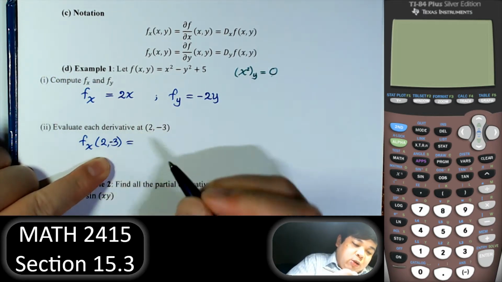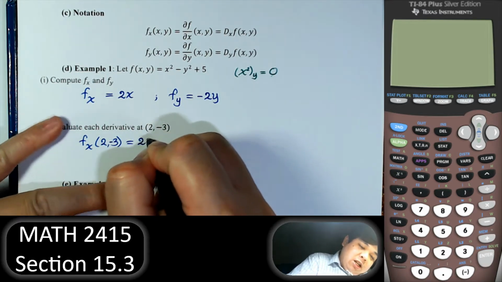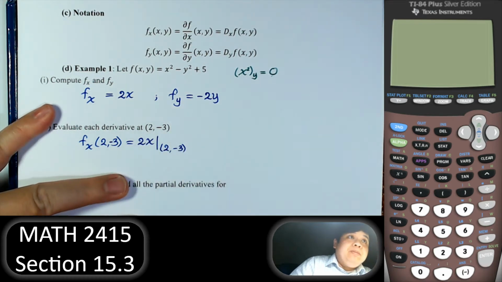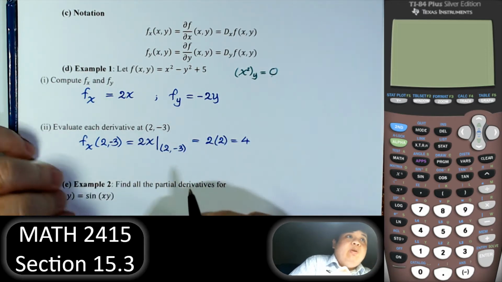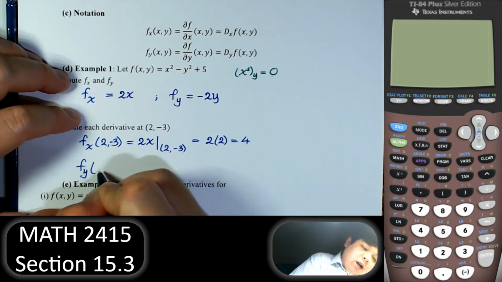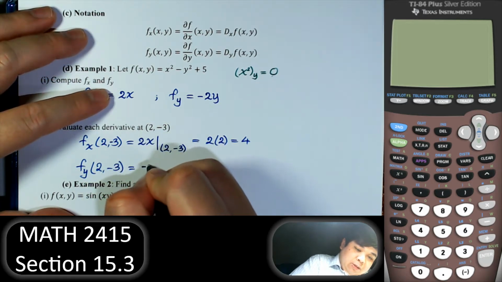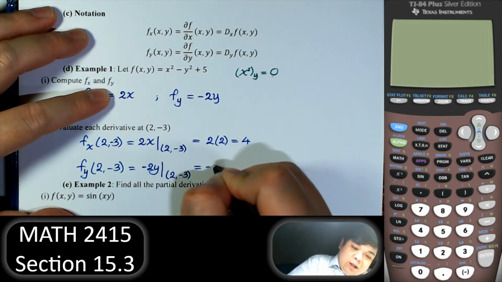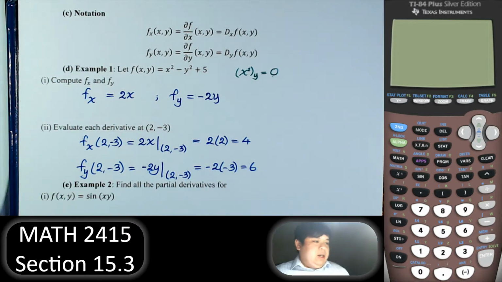Meaning x equals 2. I put 2 in for x. Or we can say it like this: 2x evaluated at 2 and negative 3. So that's just 4. And the derivative with respect to y at 2 and negative 3 is negative 2y, evaluated at 2 and negative 3. Negative 2 times y, where y is negative 3. That's 6. Right. Yeah, so it's simple enough.